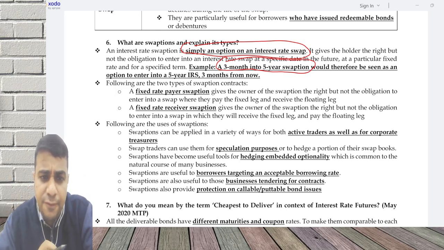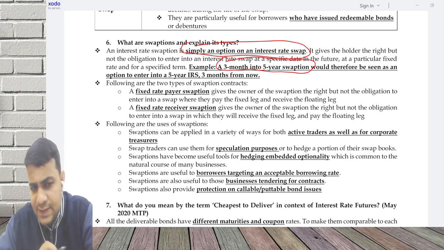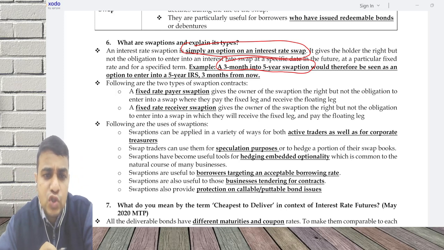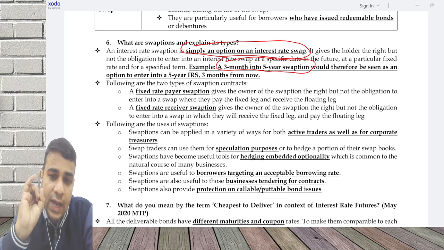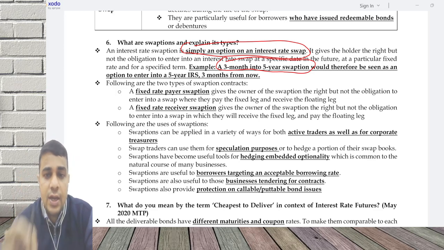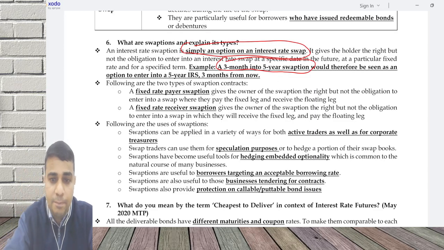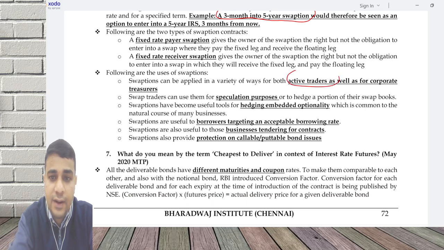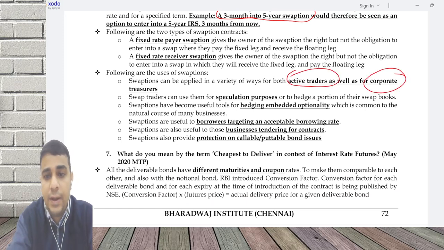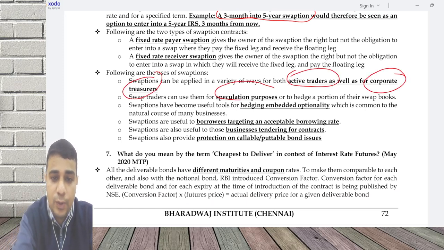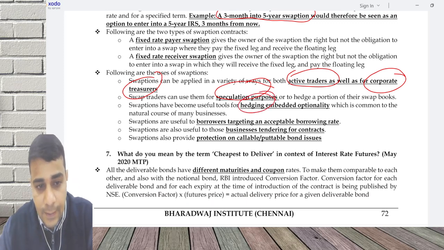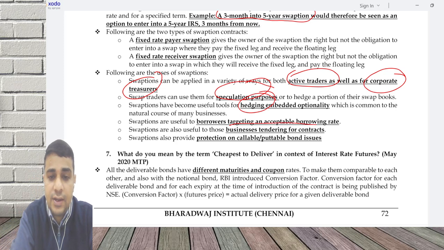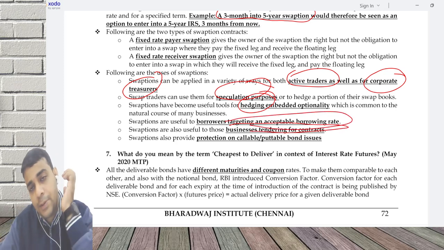As we see in different instruments, the purpose is very simple. The purpose of swaptions is primarily hedging and speculation. Hedging and speculation can be applied for active traders as well as corporates. Active traders will do speculation, treasurers will do hedging. Swaptions are useful for business tendering, for contracts, for acceptable borrowing rate. All this can happen through a swaption.